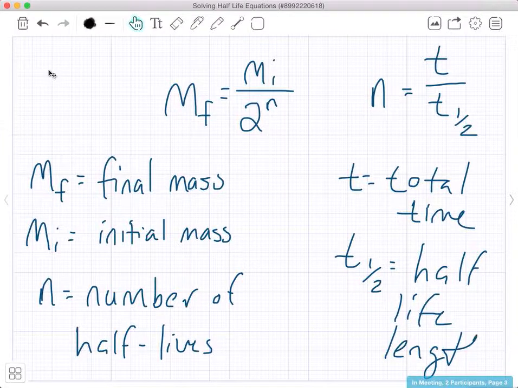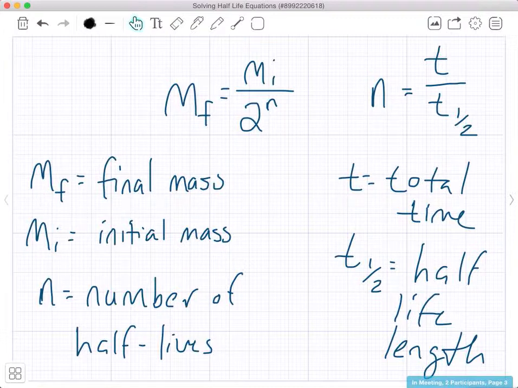So the length of one half-life. You guys can pause the video if you want to and write these things down so you know what they are. I think one of the biggest challenges that students face in this section is identifying which is which in every problem that they face.